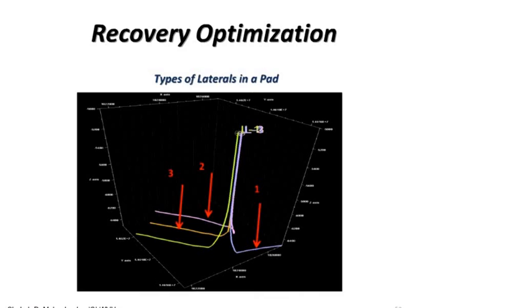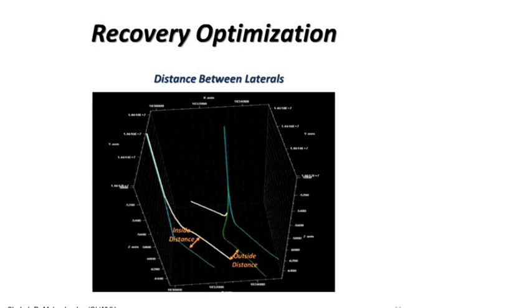And if we take one of the things we have done, we define these laterals in a pad as type 1, type 2, and type 3. Type 1 is the one that does not share reservoir with any lateral. Type 2 is the side ones that share on one side but not on the other. And type 3 is the lateral that shares reservoir on both sides. And then during our modeling, we also define this inside distance between laterals in a pad, and outside distance, that is the distance between a lateral and an offset pad.